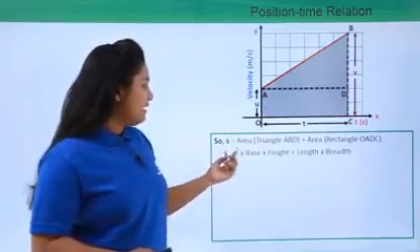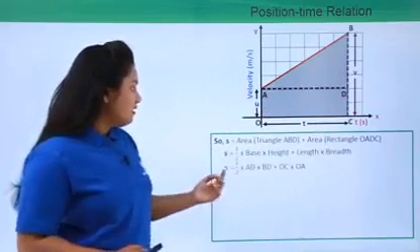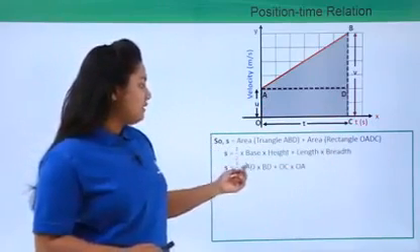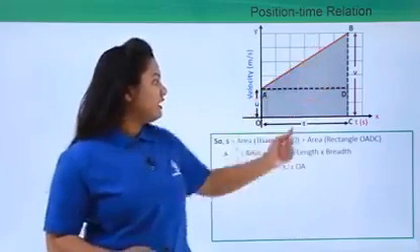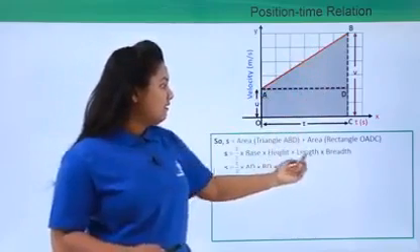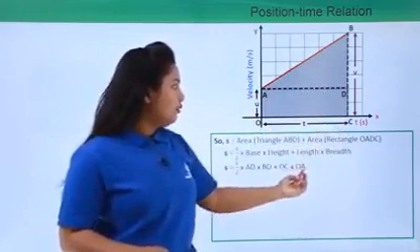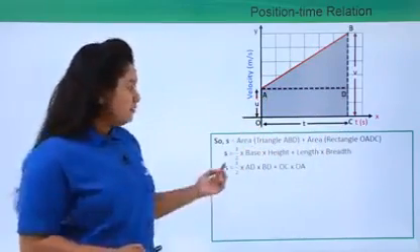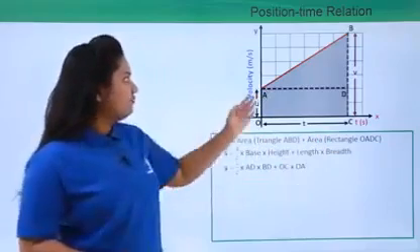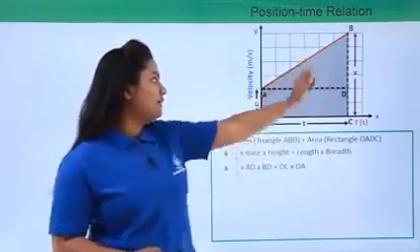So S equals half into base into height plus length into breadth. So S equals half into AD, which is the base, into BD, which is the height of the triangle, plus the length of the rectangle, which is OC, into OA, which is the breadth of the rectangle. So this is the whole formula for finding the area of the trapezium OABC.